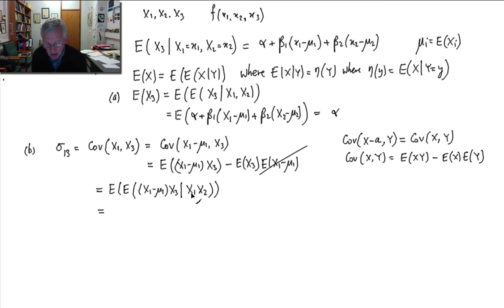And because x1 is fixed, this term here can come outside of the expectation. x1 is fixed. This is a constant with respect to this integration, so it can come out. So I can write this, and it's quite an important step to be able to understand. You can write this as the expected value of x1 minus mu1 times the expected value of, and we're just left with the x3 inside, given both x1 and x2.